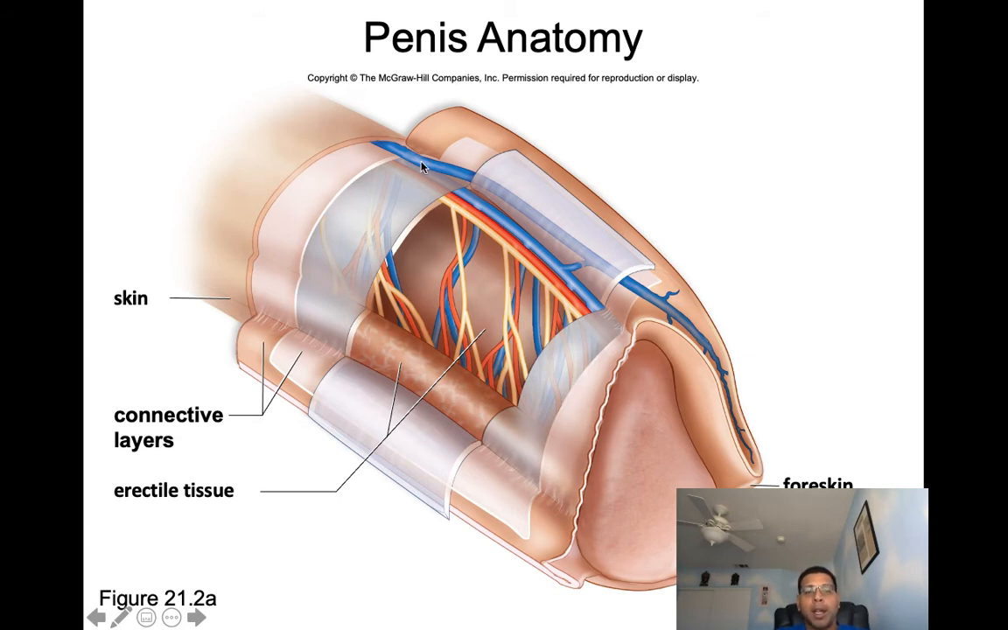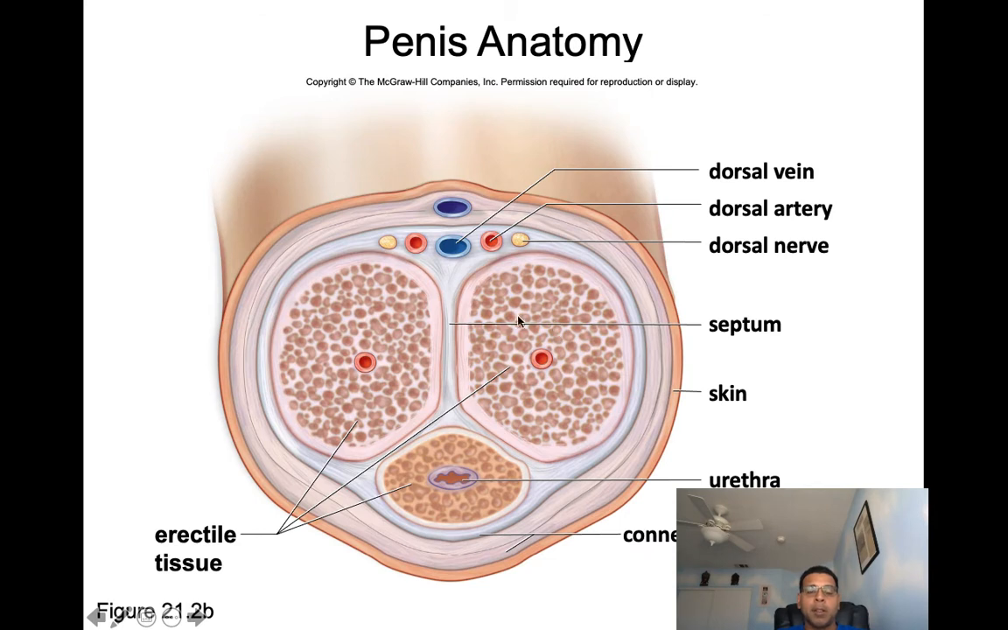Now they've taken the connective tissue layers off, and beneath the connective tissue layers you can appreciate the erectile tissue. And we can see the same thing right inside of here. Here's all the skin and connective tissue. And then beneath there, here we can appreciate the erectile tissue, all underneath that skin and connective tissue.